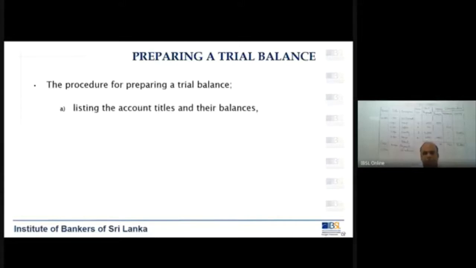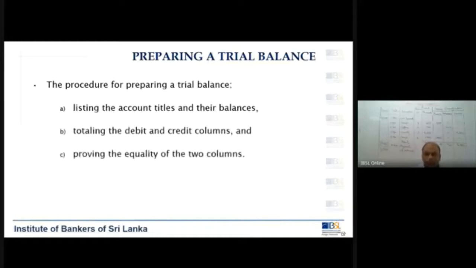So what do we do here? When you prepare a trial balance, you list all the accounts and their titles and their balances. You will total the debit and the credit columns. And you prove that the two columns, or the debit and the credit totals, are equal.